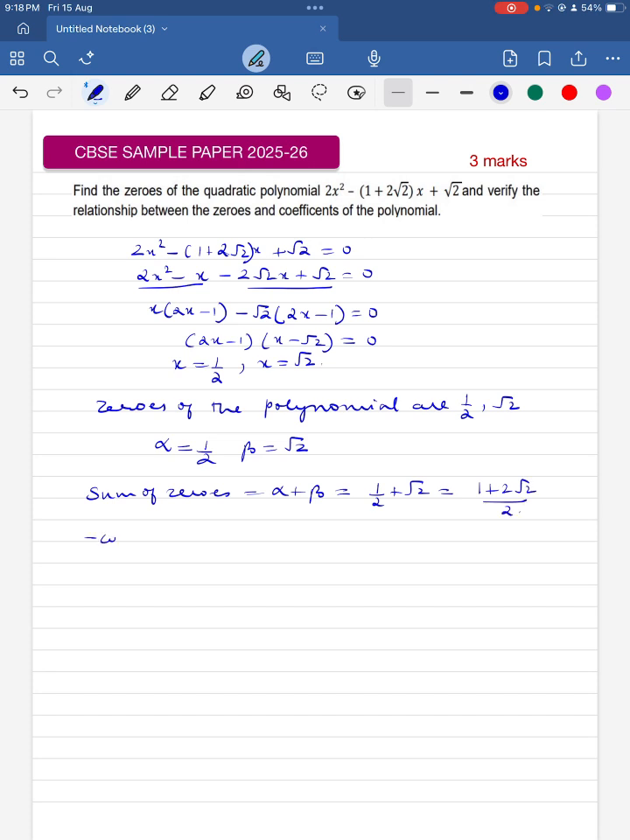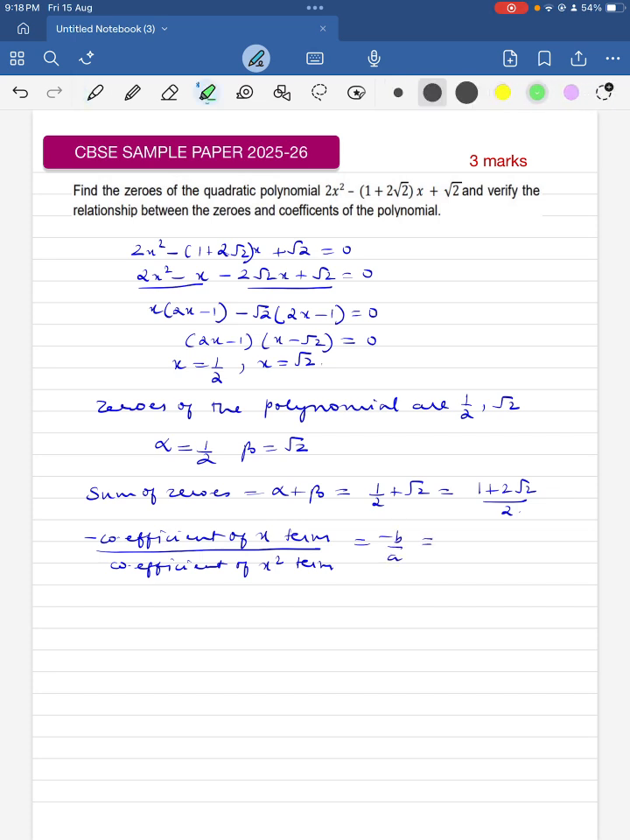Okay, I can also find the value of minus the coefficient of the x term divided by the coefficient of the x squared term, which is equal to minus b by a, and the values of a, b and c are these respectively. A is 2, b is minus of (1 plus 2 root 2) and c is root 2. Okay, so minus b by a would be minus of minus (1 plus 2 root 2) divided by 2. So that will be equal to (1 plus 2 root 2) by 2.